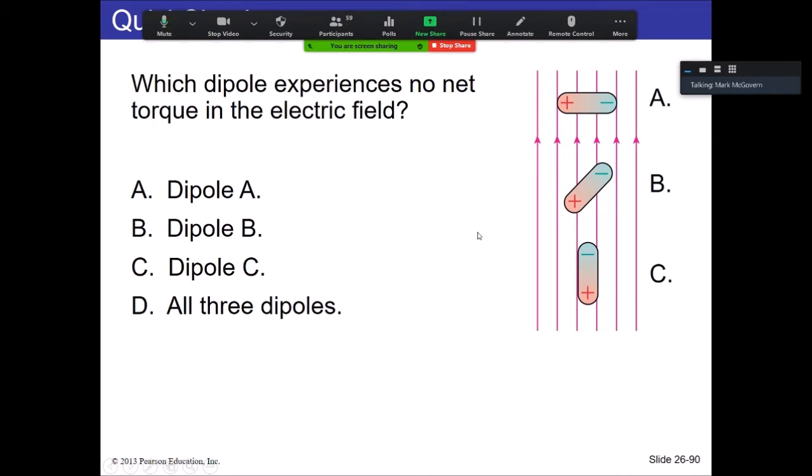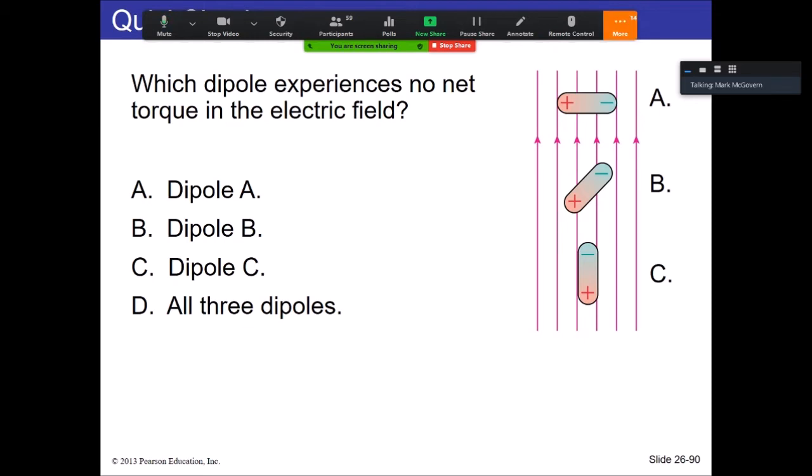Different question now. What experiences no net torque? What experiences no net torque? That's a different question now. So what do you think about that? Go look ahead here for a minute.